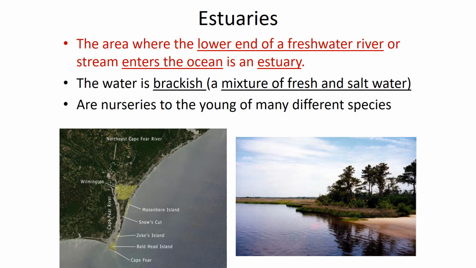So estuaries are areas at the end of a freshwater river where it lets out into the ocean. And the water there is called brackish because it is a mixture of fresh and salt water. So definitely think back to our density and salinity lab and think about how water mixed when you combine salt water with fresh water. These estuaries are nurseries to the young of many different species, so it's very essential that they be protected to help maintain endangered species and even non-endangered species that are very essential to ecology.